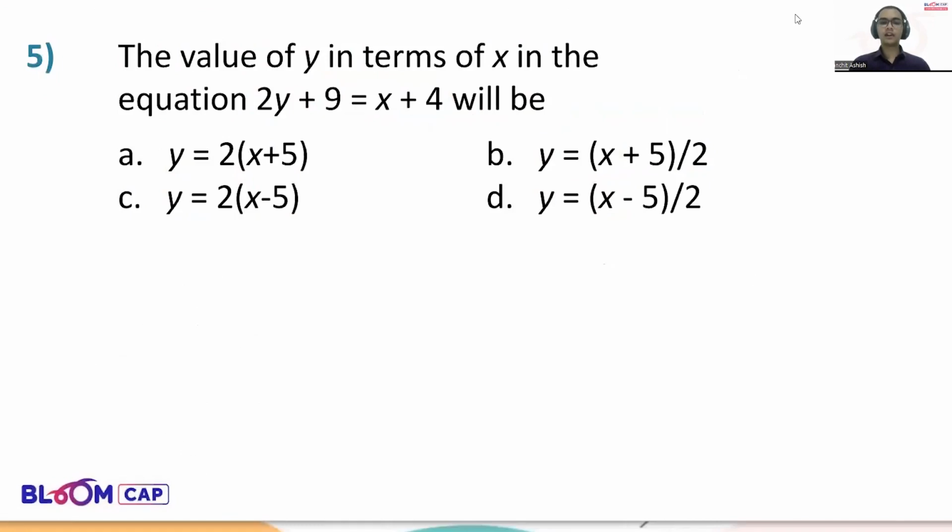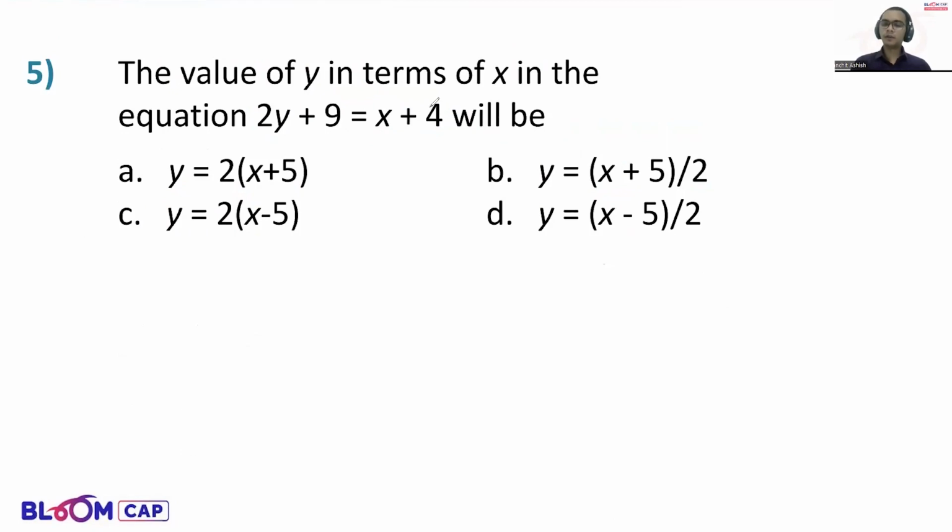The value of y in terms of x in the equation 2y plus 9 is equal to x plus 4 will be. Now, in this equation, it's not possible to solve for the value of x or y. It will be in terms of the other. Now, when we are asked to find the equation of y in terms of x, one side should be y, the other side should be x plus or minus something, right? That is what it is meant by y in terms of x.